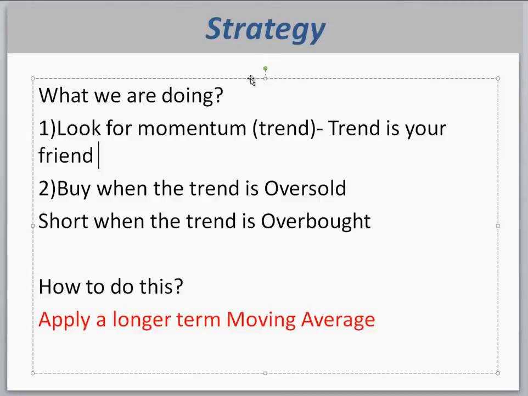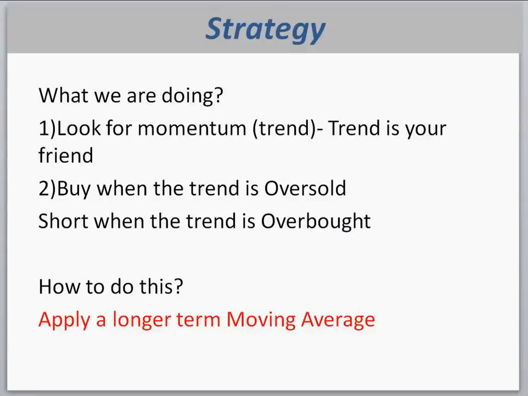So we want to ride the trend, but we're only going to be buying if the trend is going higher. We're only going to be buying when the Bollinger Bands show that things are oversold, and we're only going to be shorting, selling, when our trend is overbought. Okay. So how do you do this?